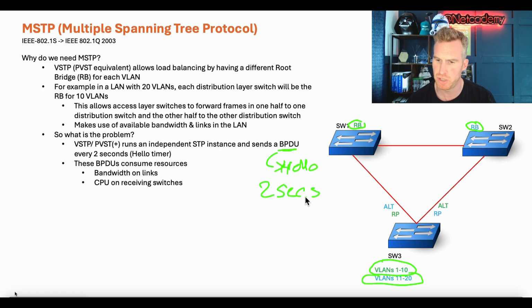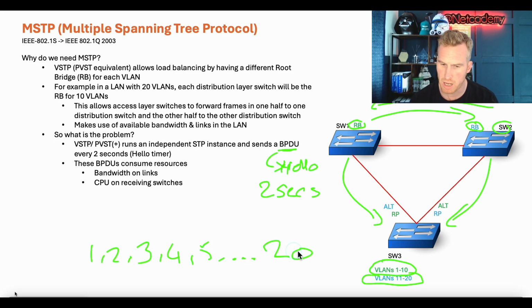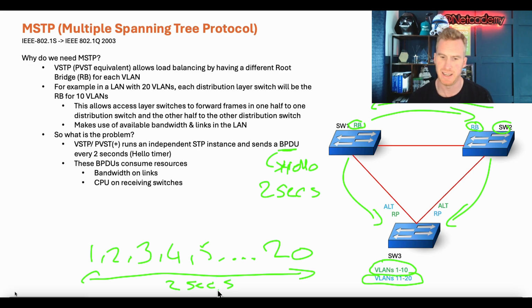So that means the root bridge is sending out a hello over here and a hello down there, and at the same time the root bridge switch 2 is sending a hello over here and a hello down there, and it's doing so for every single VLAN. So for VLANs 1, 2, 3, 4, 5, I'm not going to do it all the way, but you get the idea. All the way up to 20, it's sending a BPDU out every 2 seconds, as I said, for every single VLAN. And as such, that's quite intensive, isn't it?